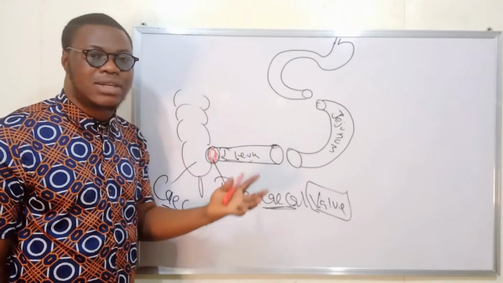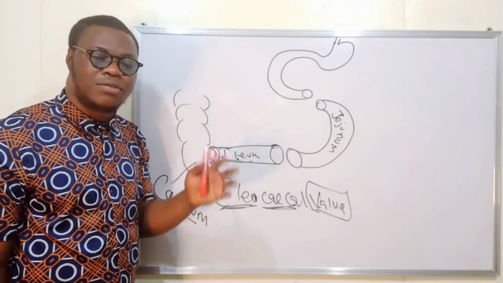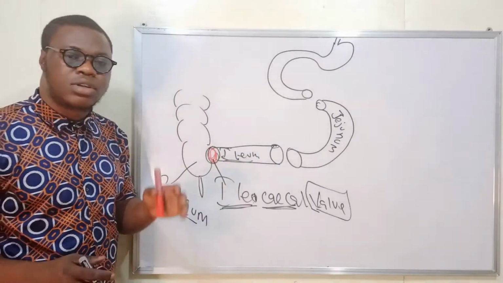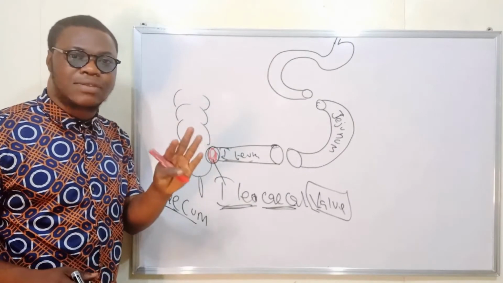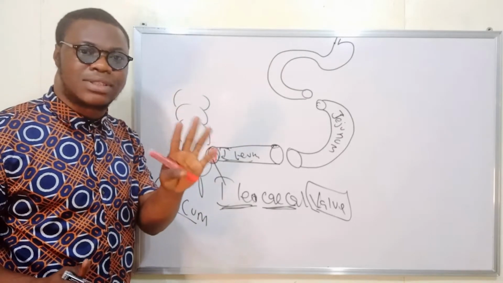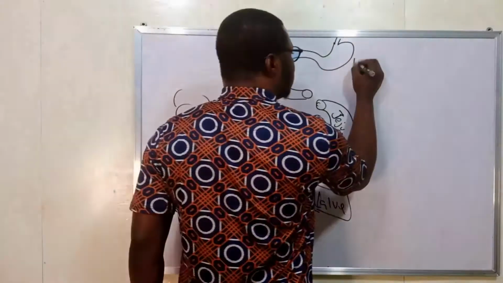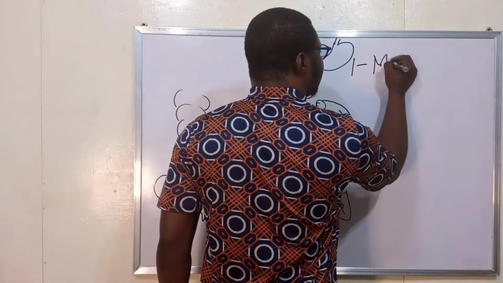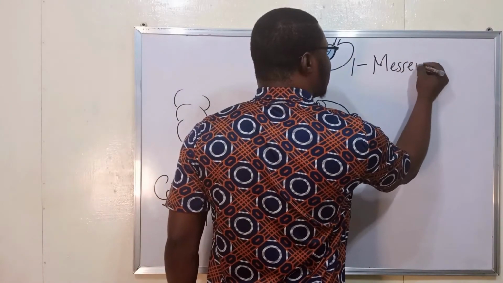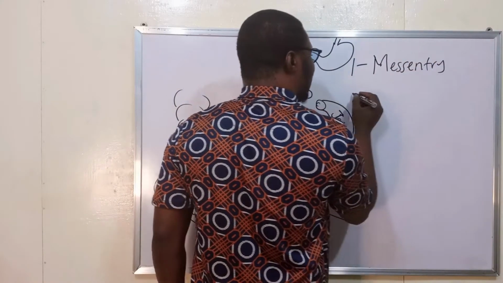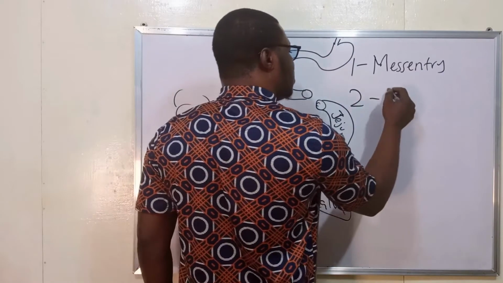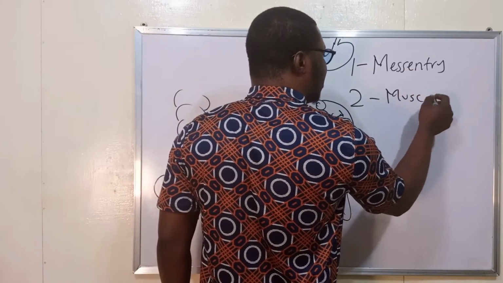Now, the next thing you're supposed to talk about in describing this in an examination condition is the layers of the small intestine. We have 4 layers of the small intestine. The first layer is called the mesentery. And the second one is called the muscle layer.